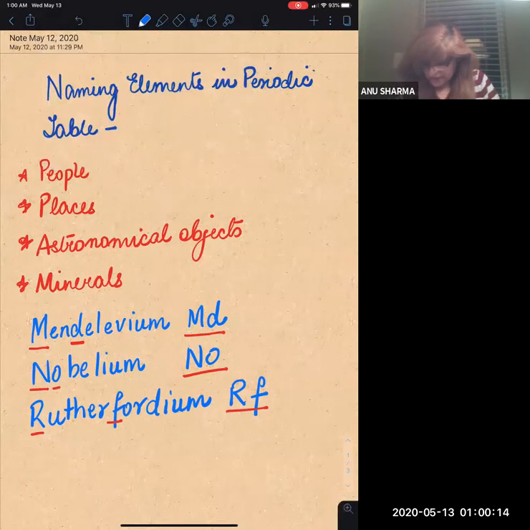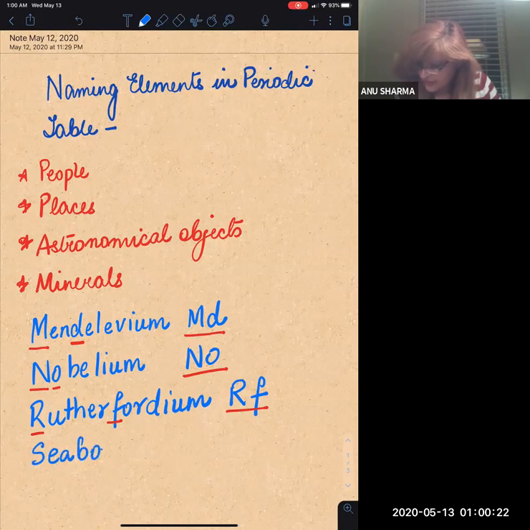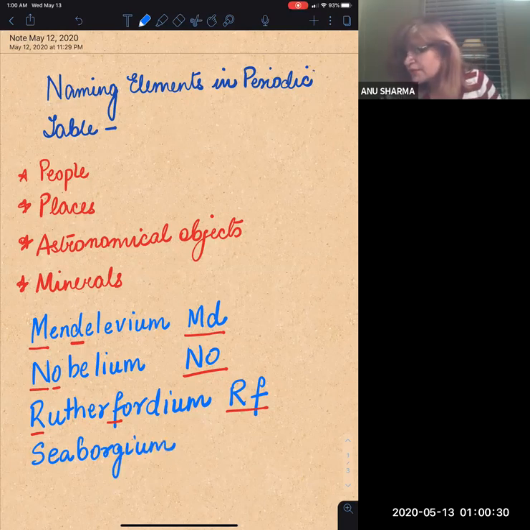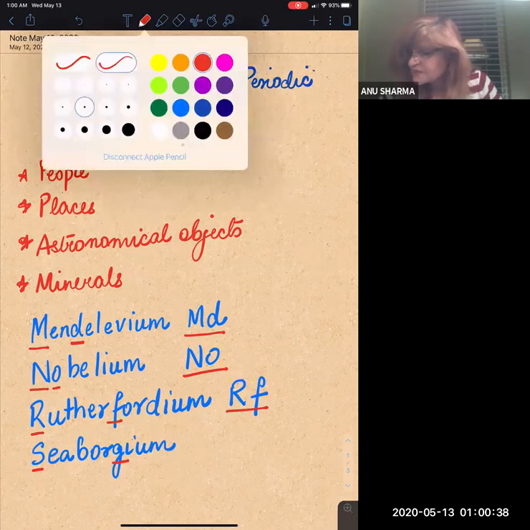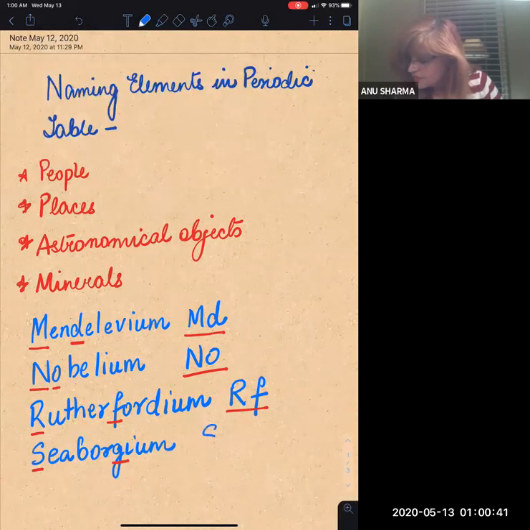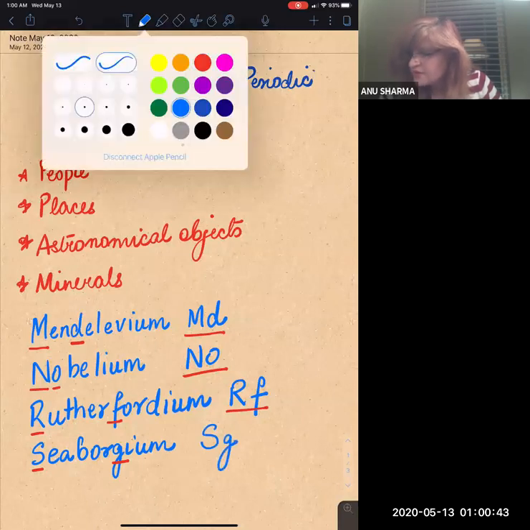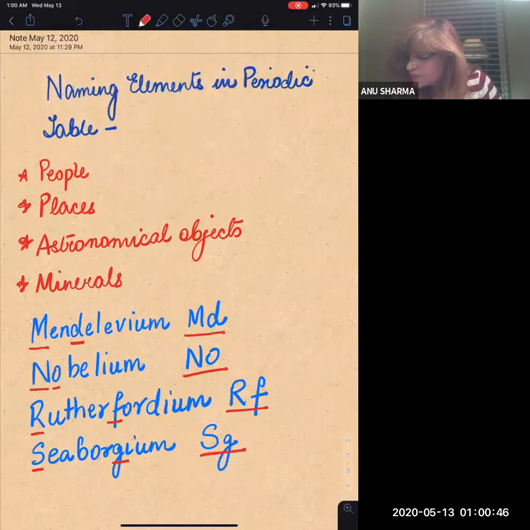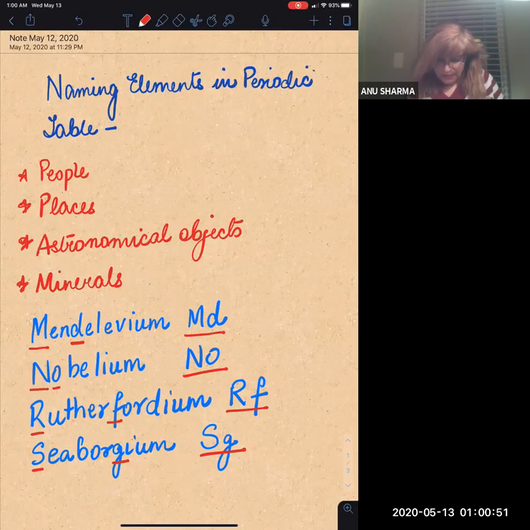Next comes the name Seaborgium. Again, these are scientists, and we have named elements after them. It's very interesting: in Seaborgium, the symbol is the first letter and then 1, 2, 3, 4, 5, 6, the sixth letter. You see that? So SG, Seaborgium. It's kind of the uniqueness in the name.